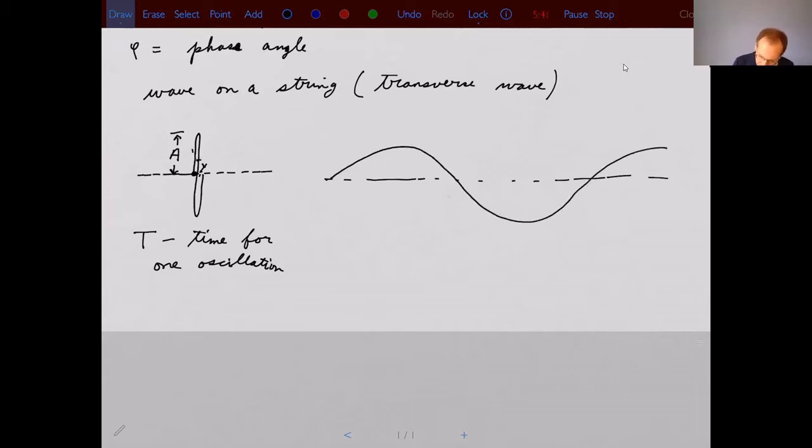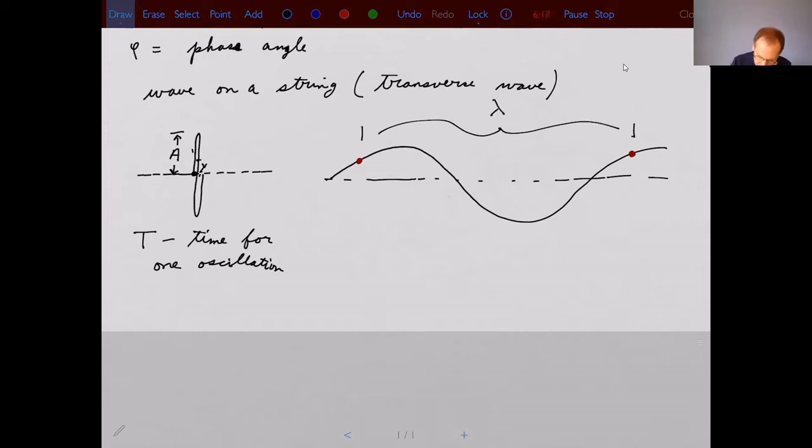So if I pick some point along the x direction, let's say this point right here, I'll do it in red, and I go down the wave and I find another point or another piece of the string that's undergoing the same motion. It's the same distance from the equilibrium position and it's moving in the same direction. So that would be right here. Then this distance, from here to here, is called the wavelength.